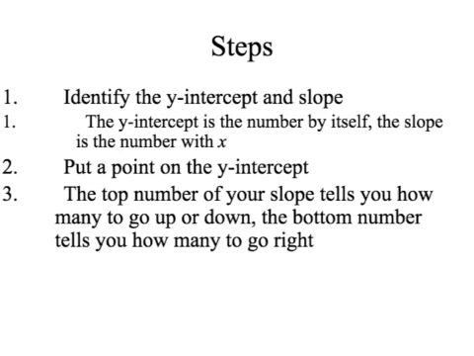The steps to graph are: you first want to identify your y-intercept and your slope. Your y-intercept would be the number by itself. The slope is the number with x. You want to start graphing by putting a point on the y-intercept, which is on your y-axis. And then we need to do our slope. So the top number tells us to go either up or down. If it's positive, we go up. If it's negative, we go down. The bottom number tells us how many to go to the right.